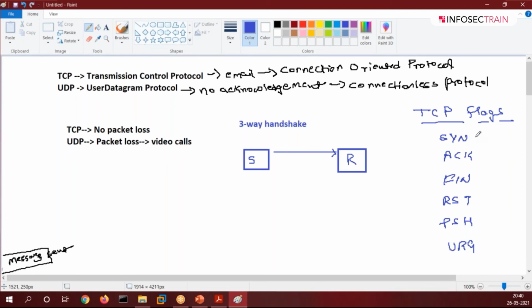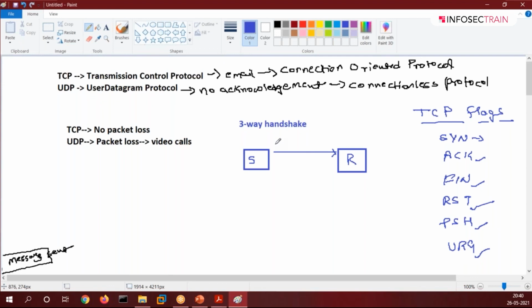So what will happen? Your SYN stands for synchronization. Your ACK is acknowledgement. Your FIN is for finishing the communication. We have RST for reset. We have push for pushing the data. We have urgent. So if we have some urgent data, we will send that data using urgent.